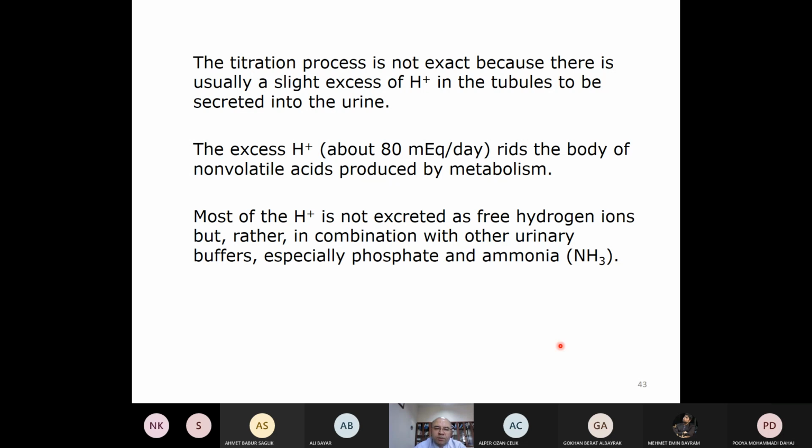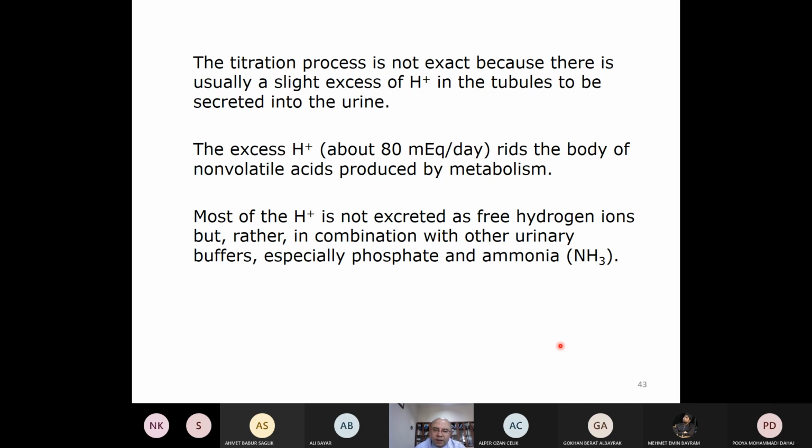Excess hydrogen, generally 80 milliequivalent per day, gets rid of the body of non-volatile acids produced by the metabolism. Non-volatile acids cannot be excreted by respiration, okay? We cannot convert them to carbon dioxide, so we have to get rid of them by urine, by our kidneys. Most of the hydrogen is not excreted as free hydrogen ions, but rather in combination with other urinary buffers, especially phosphate and ammonia. Let's say pH now is 4.5, and we still have excess hydrogen in the body.